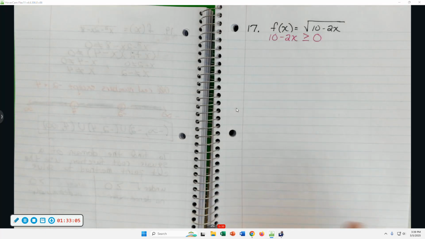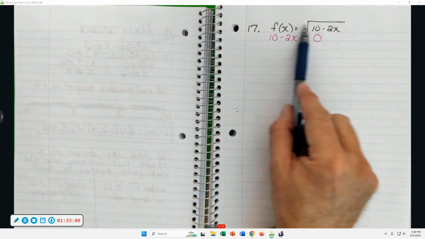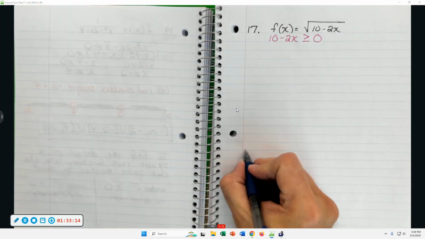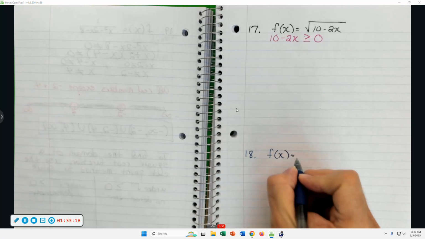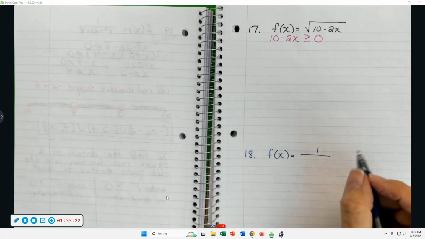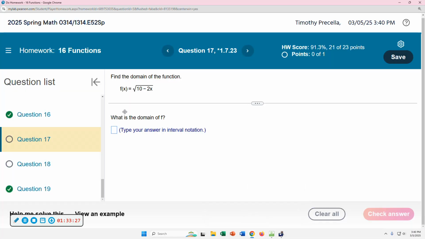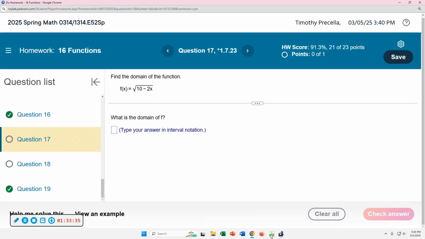On problem 17, you're going to use cut points to solve this inequality. On problem 18, set up the inequality for number 18 also, so they can see the difference. Number 18 is 1 over the square root of x minus 9. Okay, so write them both down.